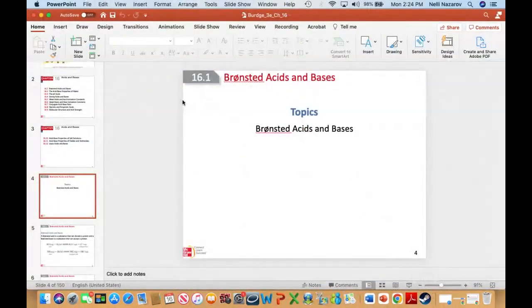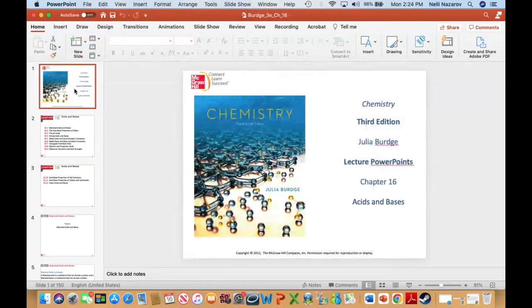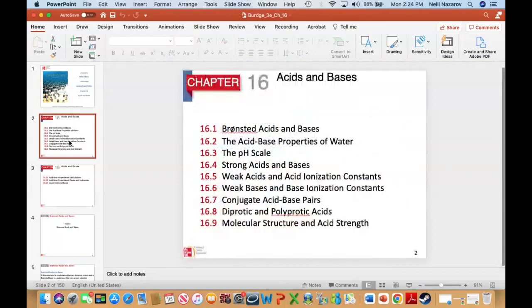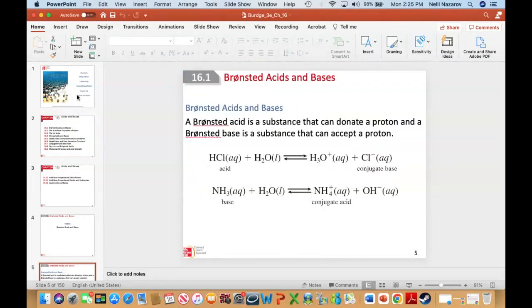So this is chapter 16, Bronsted acids and bases. We will talk about acids and bases, their properties, the definition given by Bronsted and Lowry, the acid-base properties of water, the pH scale, and the rest. So let's start with acids and bases.